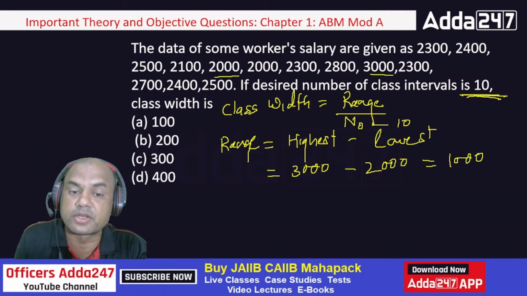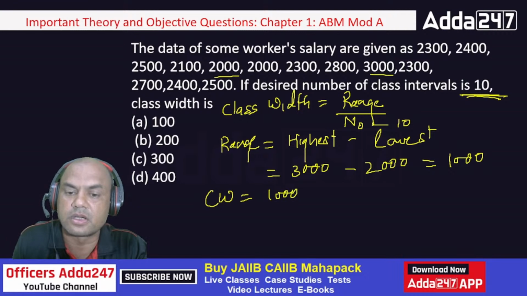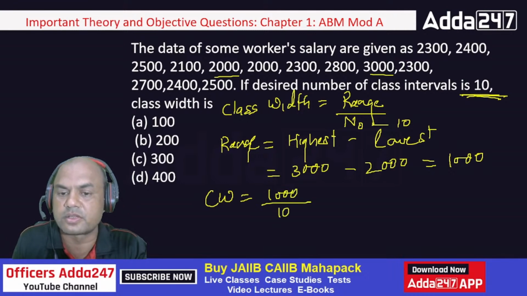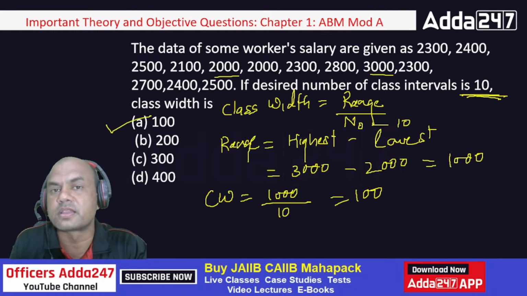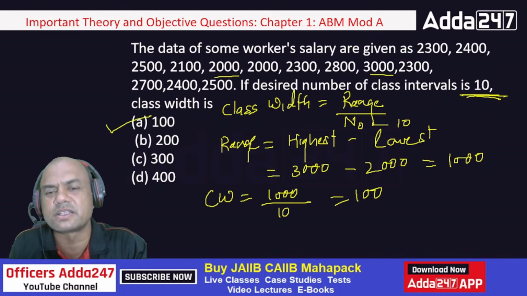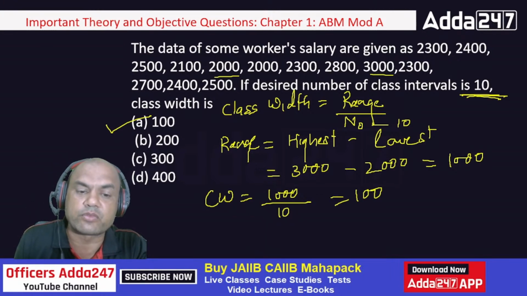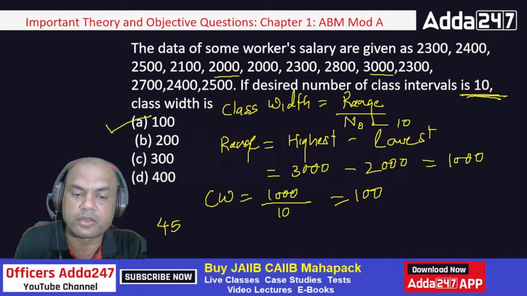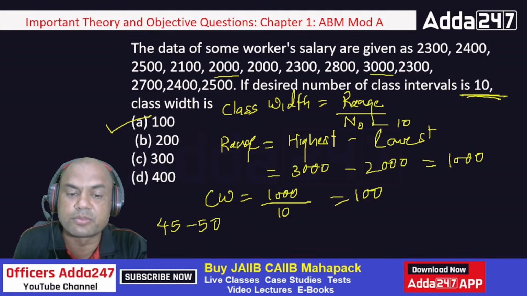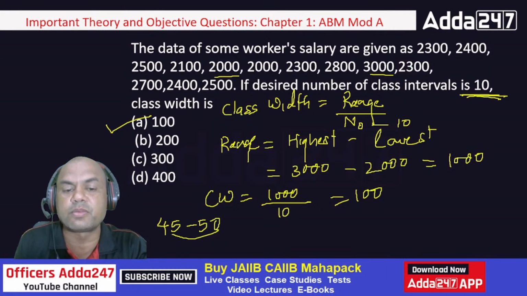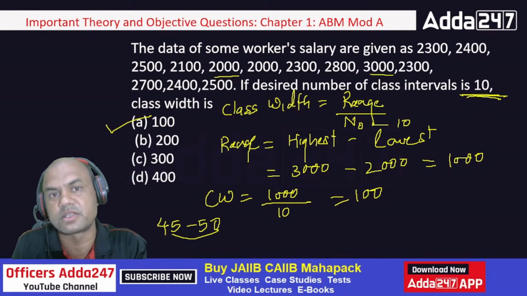So what is my class width now? CW equals 1000 upon 10. So the answer is 100. Class width is 100. What is class width basically? Whenever I write 45 to 50, class width means the difference between these two. 50 minus 45 is 5. 5 is my class width.